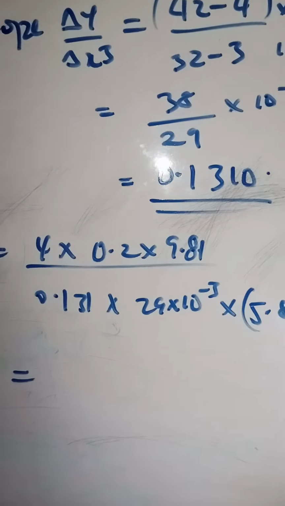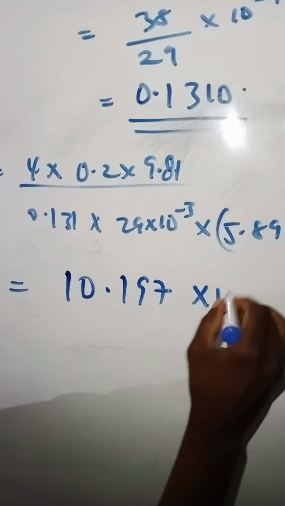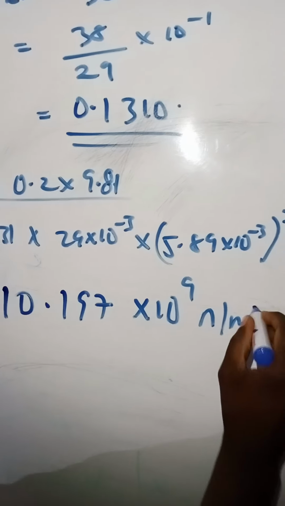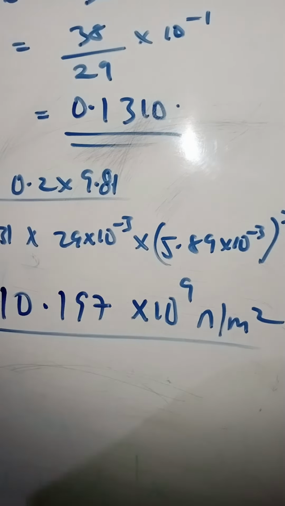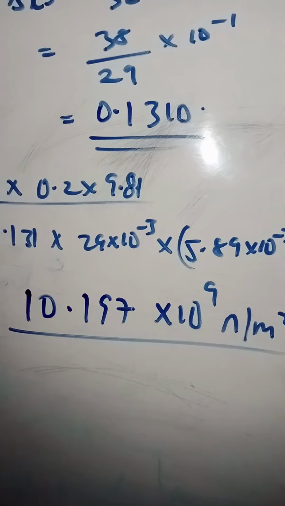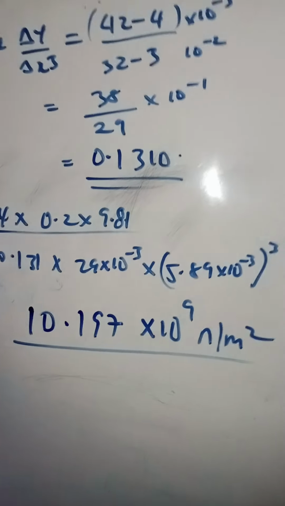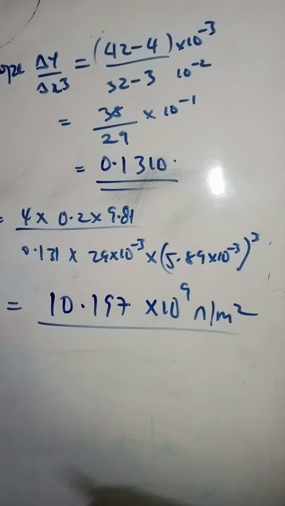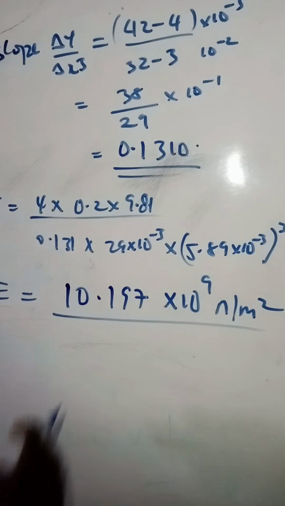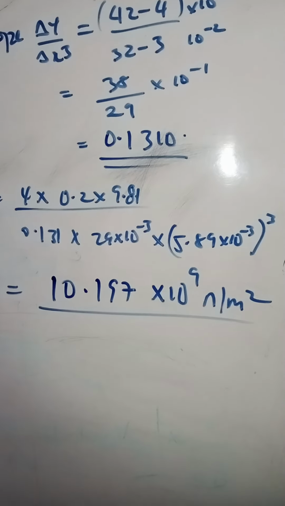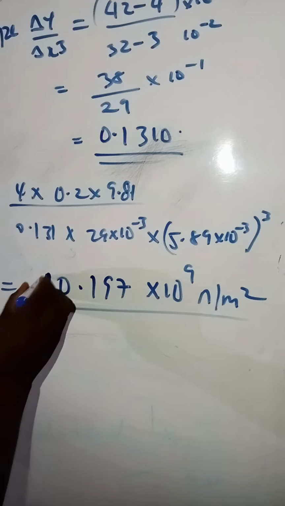So therefore, we get the value of our Young modulus to be 10.197 times 10 raised to the power 10 Newton per meter squared. So this value of Young modulus is showing us the mechanical property of this wood, which we used in making our meter rule. So this is a classical solution to this kind of problems on Young modulus, which we always encounter in physics laboratory exams.